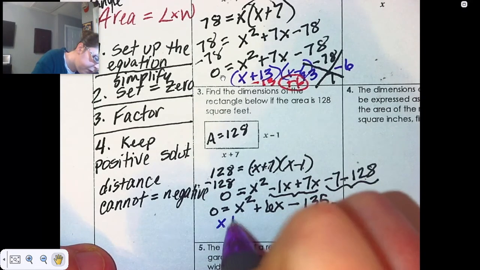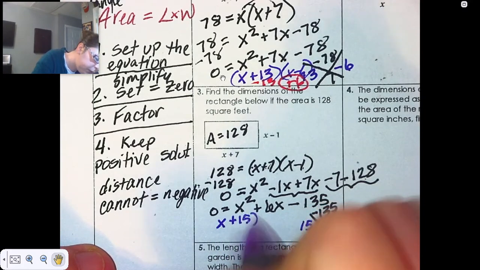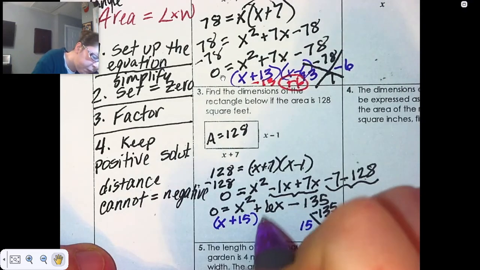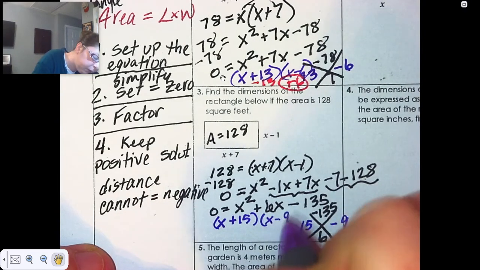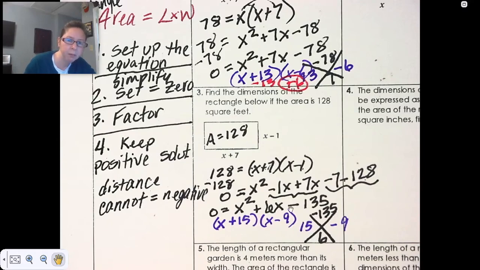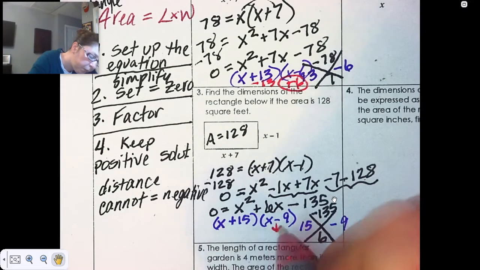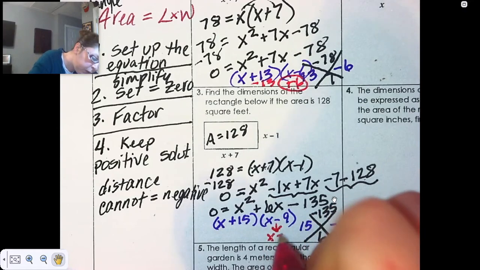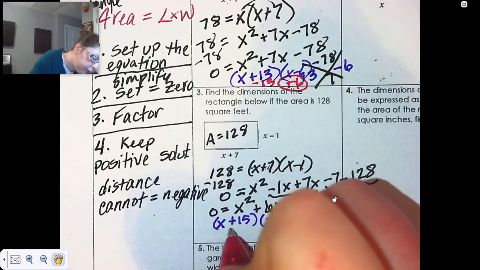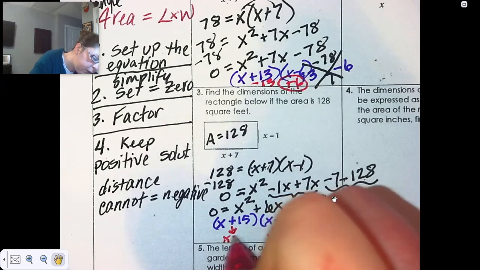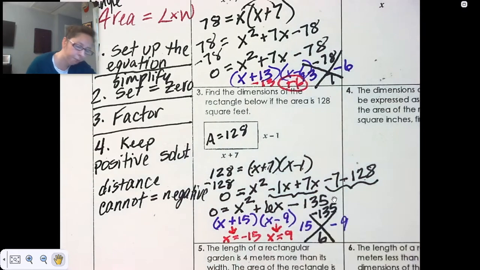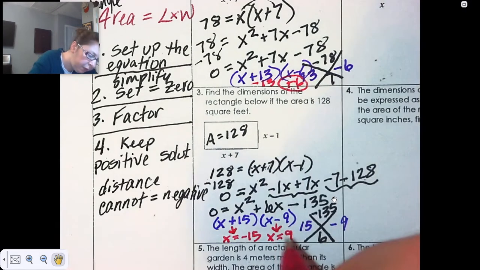X plus 15 and x minus 9. Now, in order to get my final solution, remember, I need x equals 9, x equals negative 15. And so I only want to keep the positive solution. So I'm going to use the x equals 9.